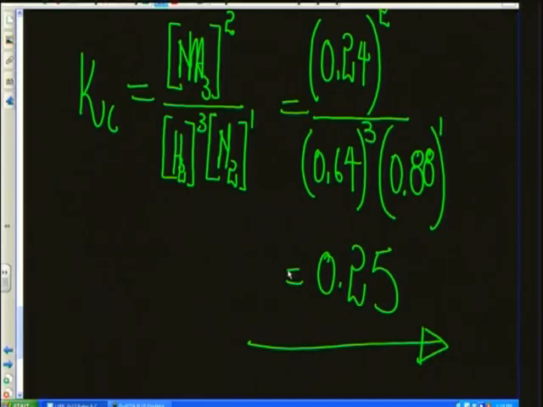And one other very important thing as I conclude on this question, the Kc value tells you a lot about the relative amount of your reactants and products at equilibrium. A Kc which is less than 1 means that you have got more reactants than products, whereas a Kc which is greater than 1 tells you that you have got more products than reactants at that particular equilibrium.